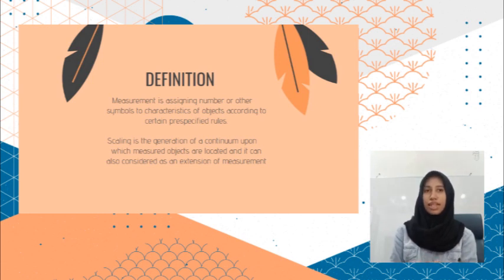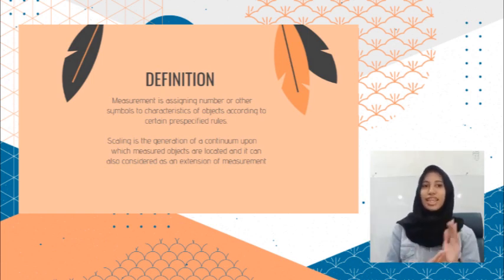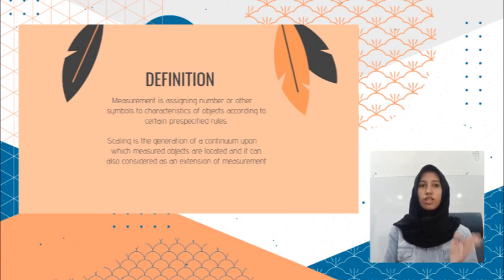Definition: measurement is assigning numbers or other symbols to characteristics of objects according to certain pre-specified rules. Scaling is the generation of a continuum upon which measured objects are located, and it can also be considered as an extension of measurement.